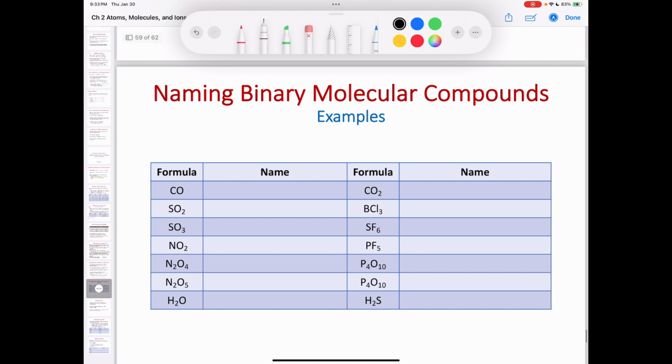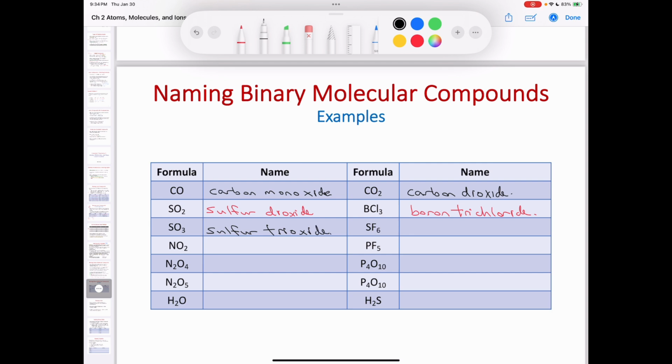The first one, we already named it. This is carbon monoxide. Remember, the first atom only shows up once, so we don't say monocarbon, right? The next one is carbon dioxide. Okay, I think we got those ones down. Then we have sulfur dioxide. Then we have boron trichloride. Remember, not monoboron, just boron, and not chlorine, chloride. Okay, moving right along, you have sulfur trioxide.